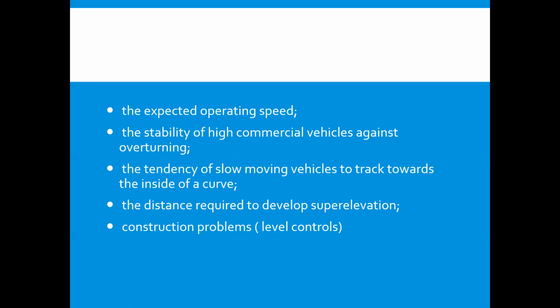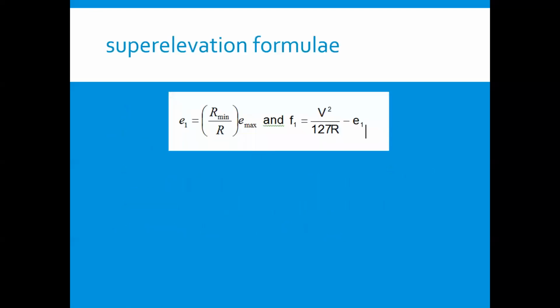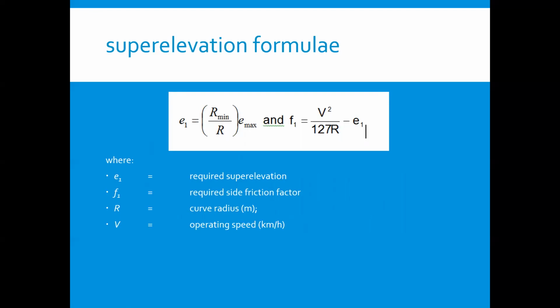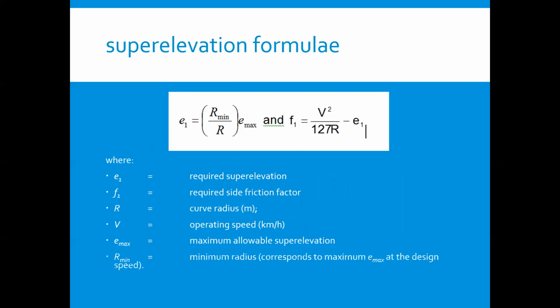For a given operating speed, the proposed superelevation and friction demand for any radius at or above the minimum radius can be calculated using the following formula, where E is required superelevation, F is required side friction factor, R is curve radius expressed in meters, V is operating speed expressed in kilometers per hour, E max is maximum allowable superelevation, and R min is the minimum radius corresponding to maximum superelevation at the design speed.